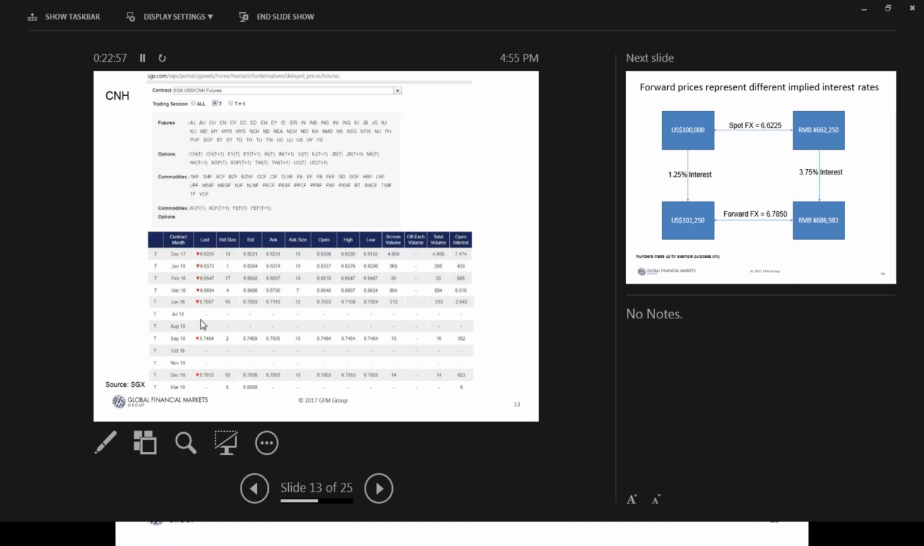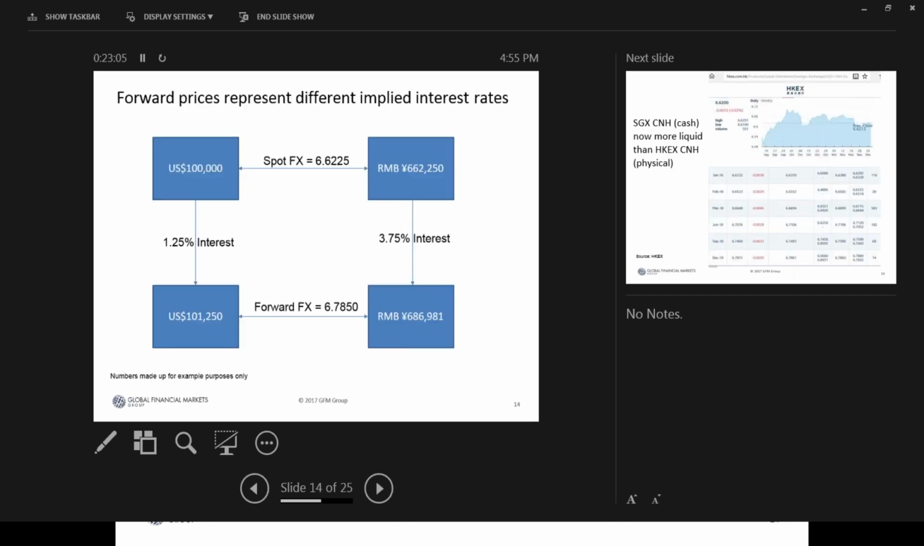That's purely because interest rates in renminbi are higher than they are in US dollars, as I will show in the next slide. So imagine that you had this. On one side of the contract, you have 100,000 US dollars, and let's say the spot FX rate at the time was 6.6225. So for your 100,000 US dollars on one side, you have 662,250 renminbi on the other side.